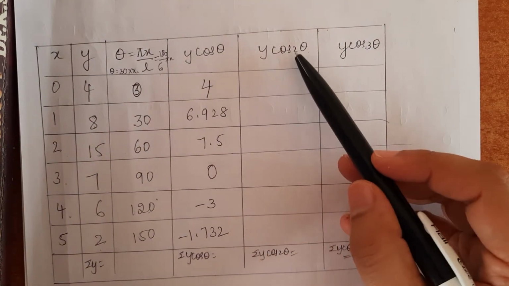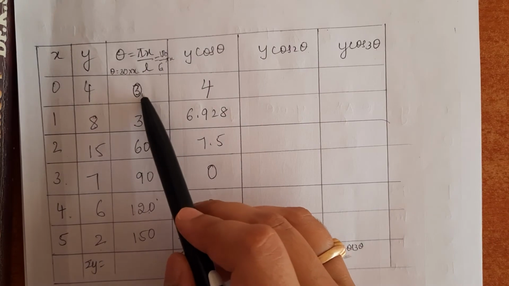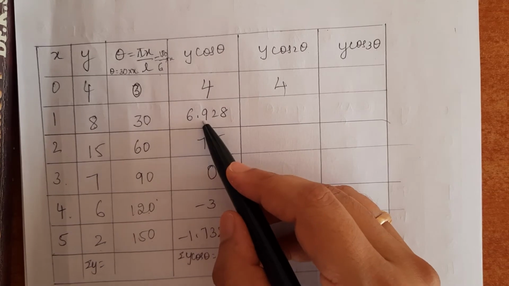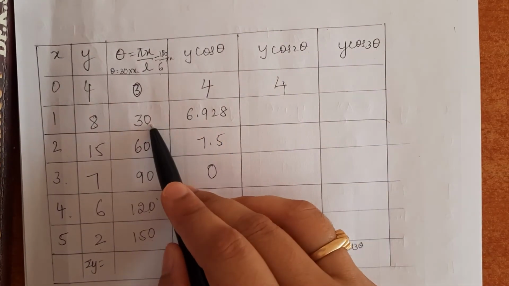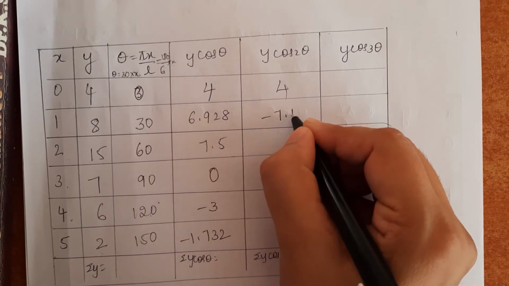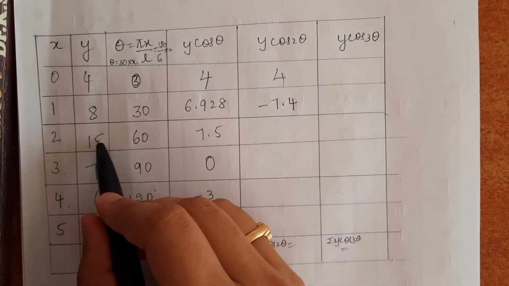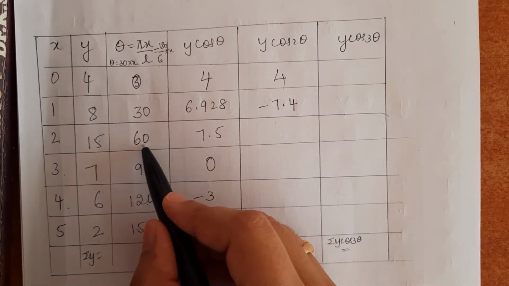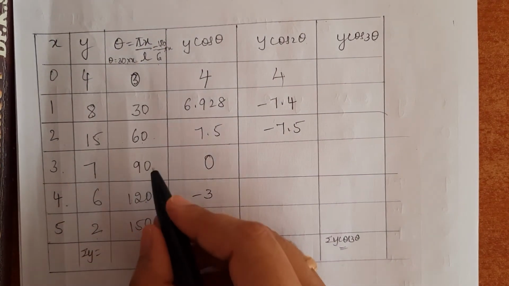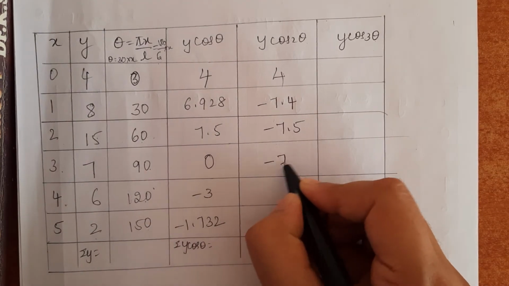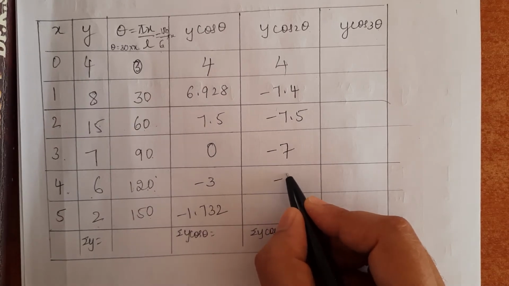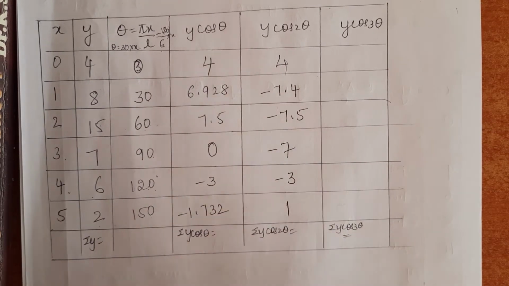Similarly, let us calculate y cos 2 theta. 4 into cos 2 into 0 is 4 itself. 8 into cos 2 into 30 degrees, that is cos 60 degrees, will be 4. Then 15 into cos 2 into 60 degrees, cos 120 degrees, is minus 7.5. 7 into cos 2 into 90 degrees is minus 7. 6 into cos 2 into 120 degrees is minus 3. And similarly this value is 1.